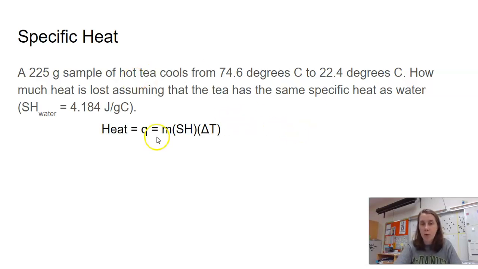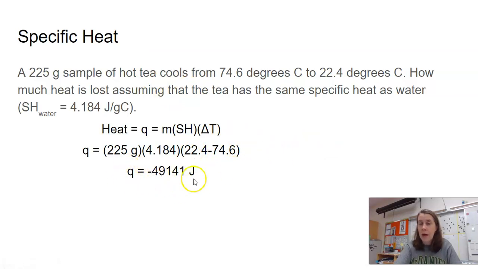In our problem, we're trying to find Q. Our mass is 225 grams, our specific heat is 4.184, and our change in temperature is 22.4 minus 74.6. We'll get a negative delta T here because our tea is cooling. Then you just plug it into your calculator, and you get an energy of negative 49,141 joules. We often report heat as kilojoules, which is 1,000 joules, so all you do is move the decimal over 3 places. That would also be equivalent to negative 49.1 kilojoules of heat.